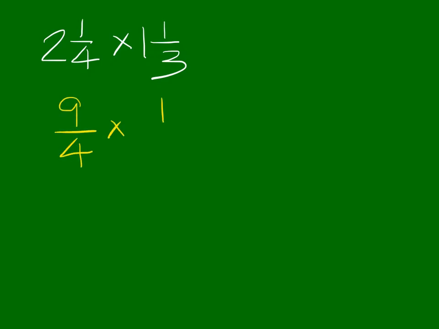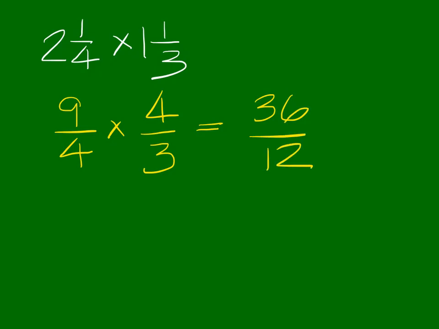This one is 2 1/4 times 1 1/3. The mixed numbers on these should be 9 over 4 and 4 over 3. So when you multiplied straight across, you came up with 36 over 12. Is that right? Okay. So once you get 36 over 12, you have to do one of two things.